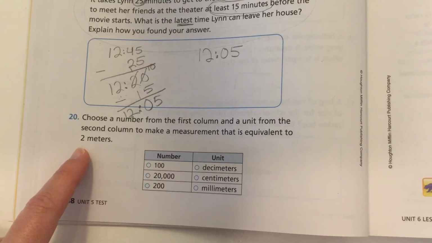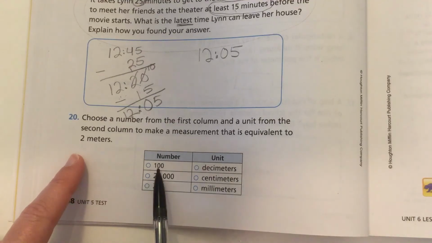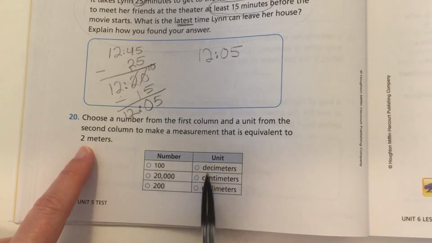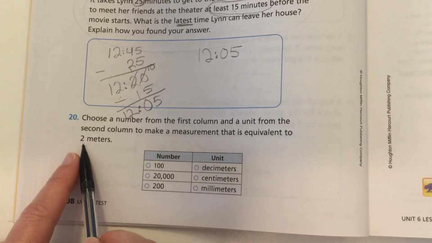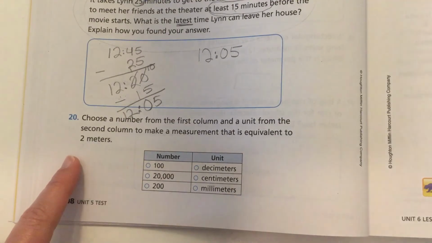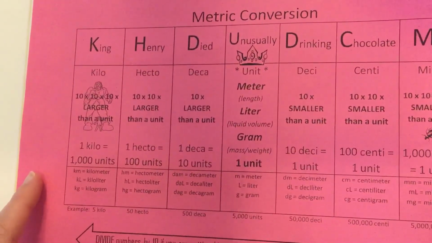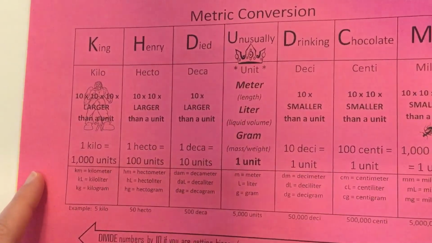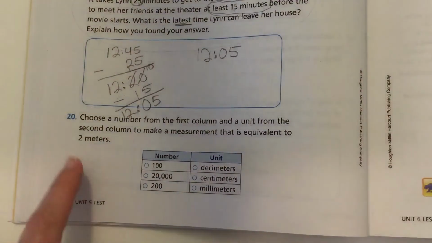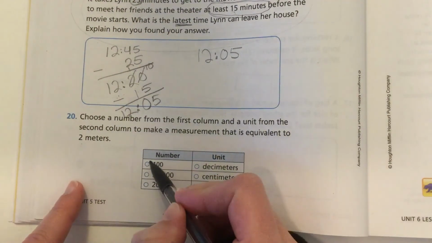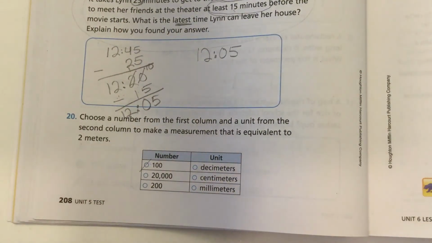But some of you are already thinking, wait a minute, Miss Dye. 100's never going to be equivalent. 100 nothing is going to be equivalent to 2 because it doesn't keep the 2, right? When we're in the metric system, when we're using our conversion chart, we're keeping that first number the same and we're just adding zeros or moving the decimal point back, but it would still be 2. So I know that 100 is just not going to work. I'm going to cross it out.